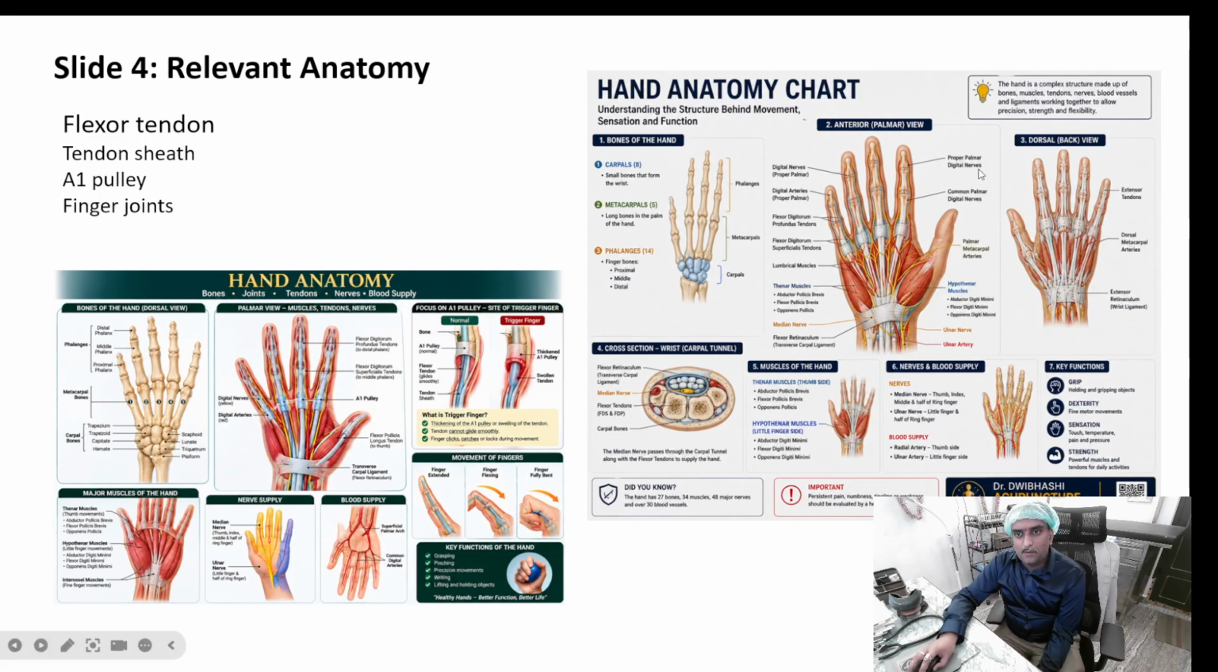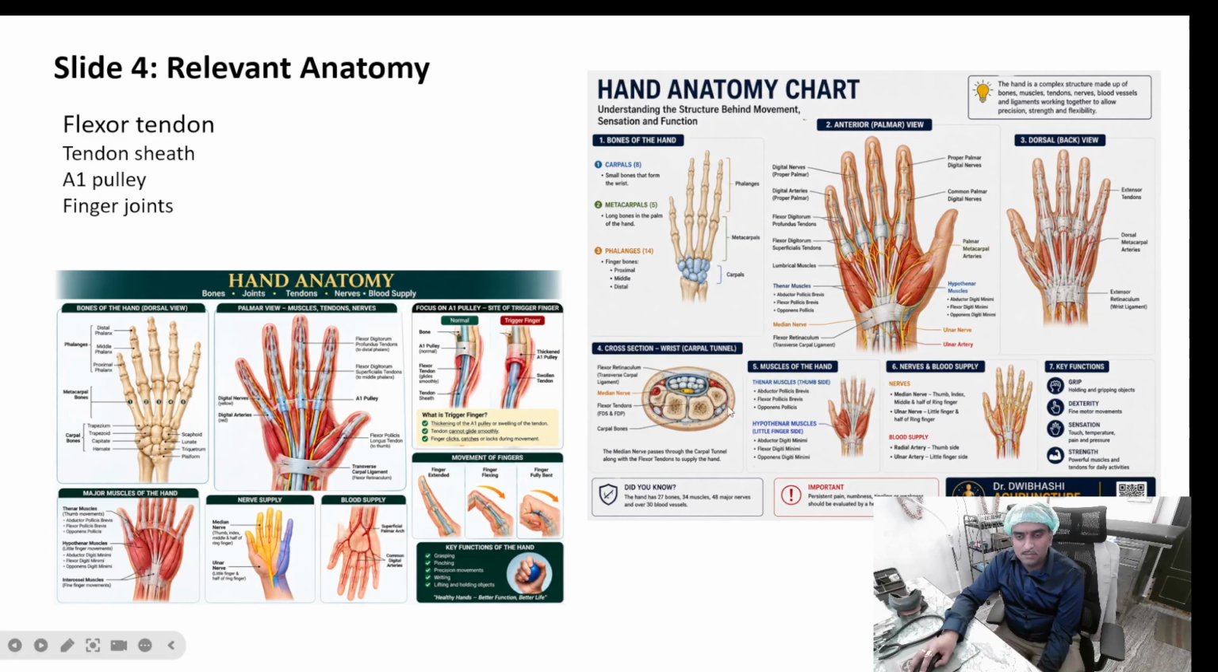And these are the proper palmar digital nerves, common palmar digital nerves, palmar metacarpal arteries, hypothenar muscles, and the movements caused by these muscles, that is abductor digiti minimi, flexor digiti minimi, opponens digiti minimi. And here is the nerve, the ulnar nerve, and the median nerve, where you can see the supply, and the ulnar artery is there. Here are the extensor tendons, dorsal metacarpal arteries, and the extensor retinaculum.